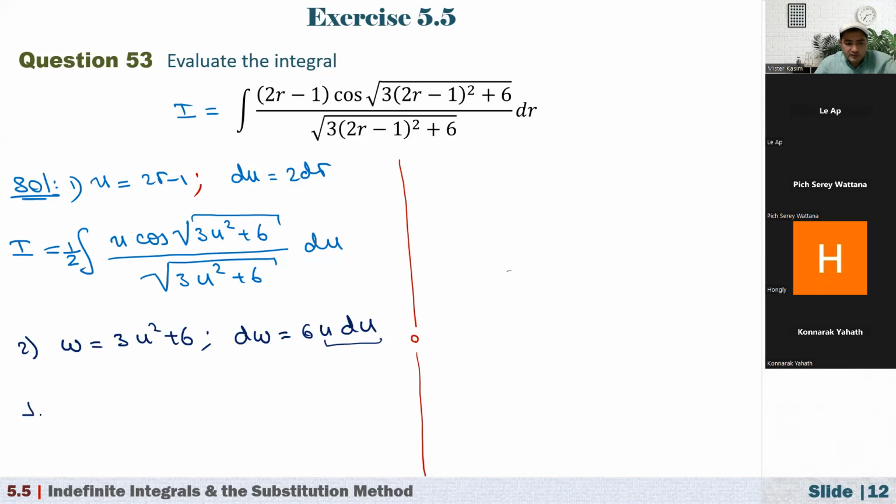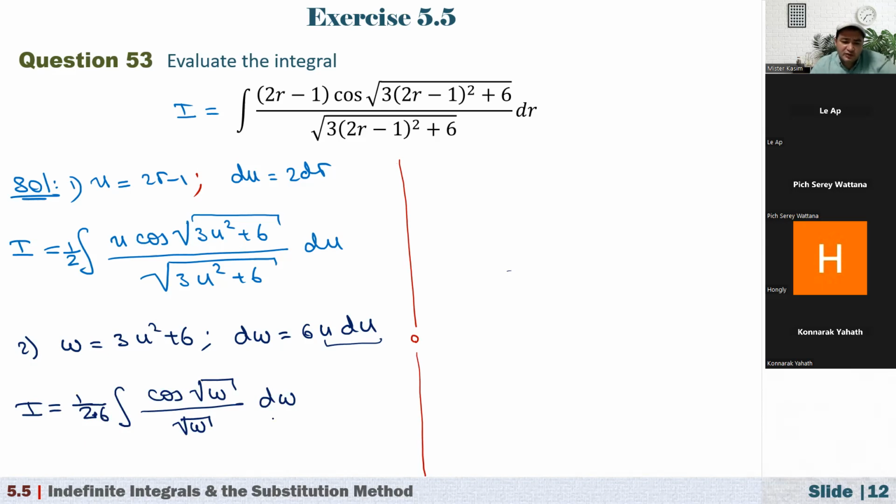So now substituting this one. Here we have 1 over 2 integral. And here we have cosine of square root of, what is it? It is u squared plus 6, so it is w, over square root of w. And how about du? u du is equal to dw over 6. So here we have dw over 6. So I need to just write here 2 times 6.